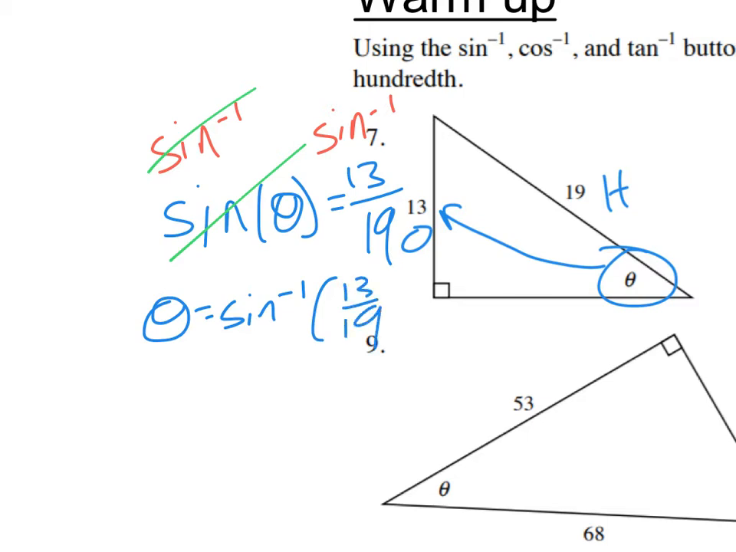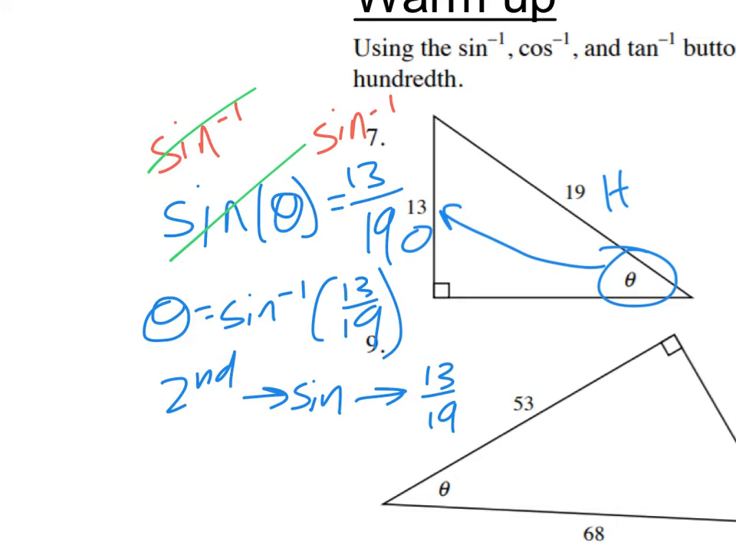Once you have the inverse sine of 13 over 19, as a reminder, when you type that into your calculator, what you need to press is second. Then you press the sine button that looks like the word sin. Then you type in 13 over 19, and you need to make sure that your calculator is in the right mode. You've got to make sure that the calculator is in degree mode.